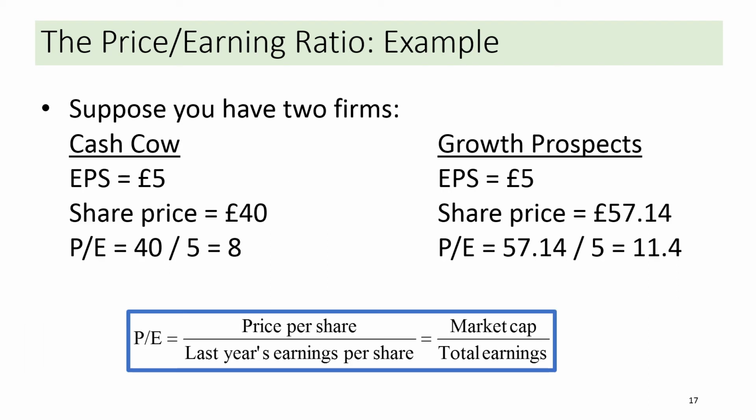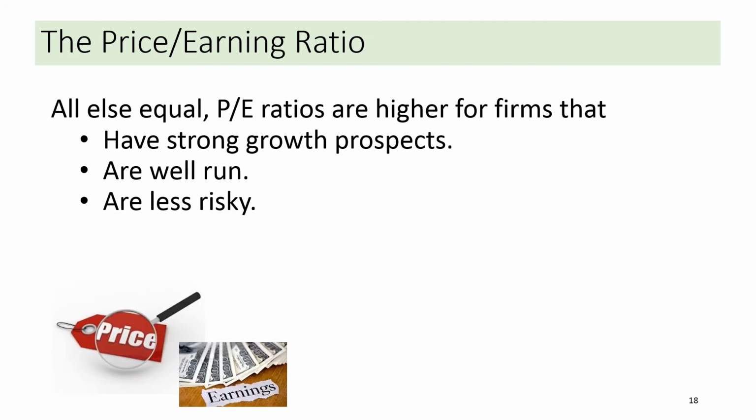Let's look into an example. Suppose you have two firms, cash cow and growth prospects. Calculate the PE ratio. Which company has a higher PE ratio? The answer is growth prospect. Why is that so? Why do some companies have higher PE ratio? PE ratios are higher for firms with strong growth prospects, well managed, and have relatively little risk. Investors are willing to pay a higher price for good companies.